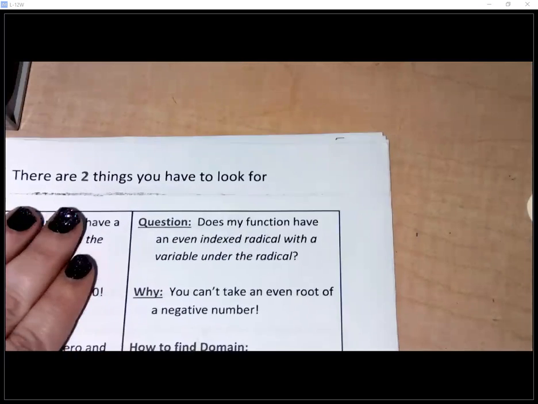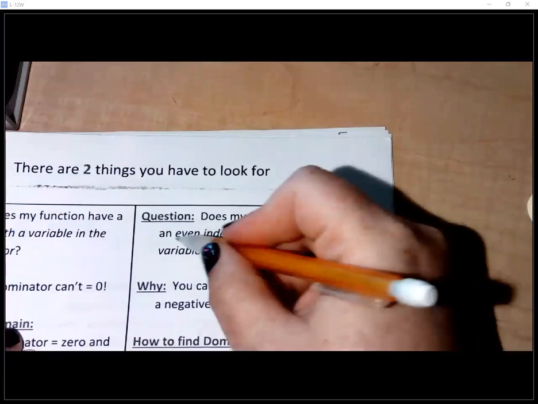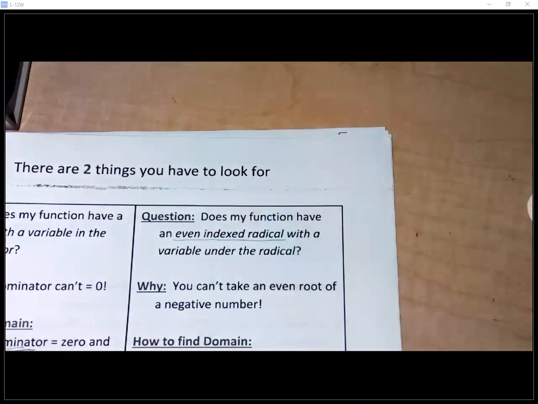Does my function have an even indexed radical with a variable under the radical? Can someone explain in plain English what an even indexed radical is? What are those? What does that mean? Even indexed radical. Were you raising your hand? No. Oh, I thought you were. Take a guess. Well, we know what even means, right? So even, 2, 4, 6, 8, etc. We know what radicals are, right? Do we? Jake, what do you think?